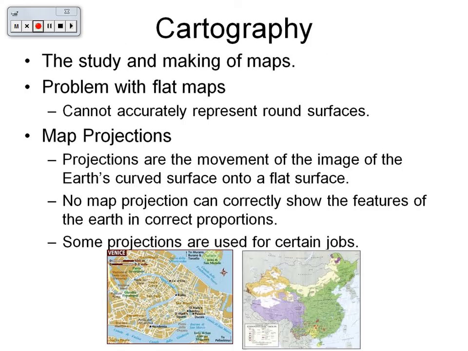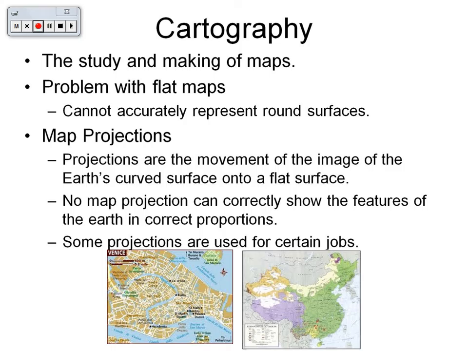Cartography is the study of making maps, and again, like I said before, when we are trying to represent a round surface and put it on a flat surface, things don't go well. And a map projection is the movement of an image from the curved surface to a flat surface. No map projection can correctly show features on Earth in correct proportions when you do that. So we have different methods of taking that curved surface and putting it onto a flat surface.